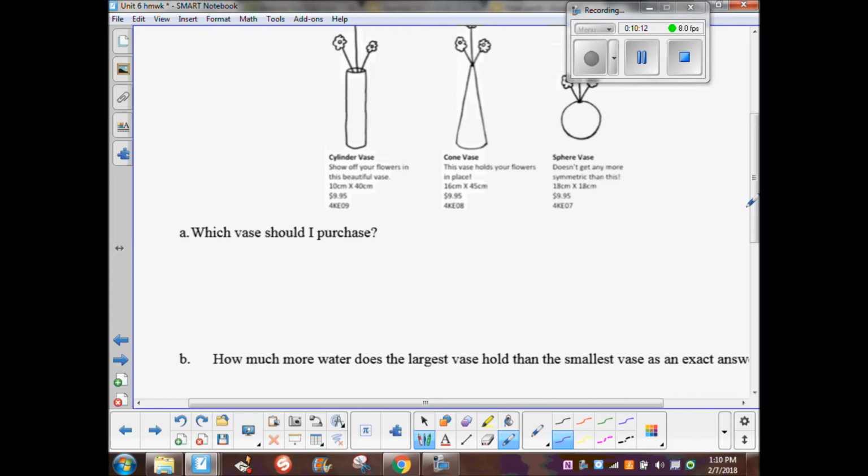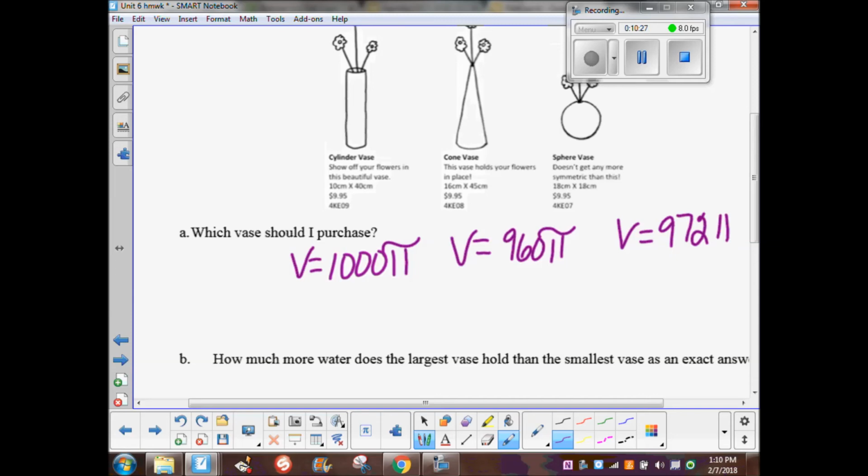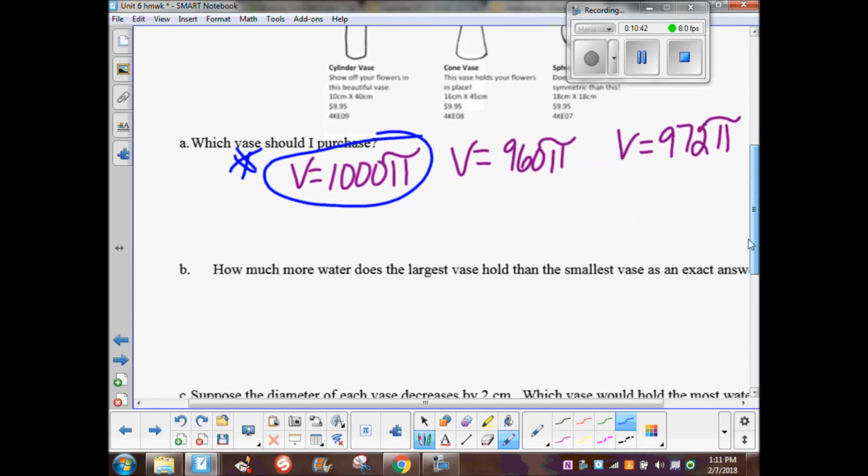So the cylinder is going to be 1,000 pi. I'm just going to leave everything in terms of pi here. The cone is going to be 960 pi, and the sphere is going to be 972 pi. Obviously, you're going to need to work those out. So which one has the most volume? That's going to be our cylinder. That's the one you're going to want to purchase, the one with the most volume.